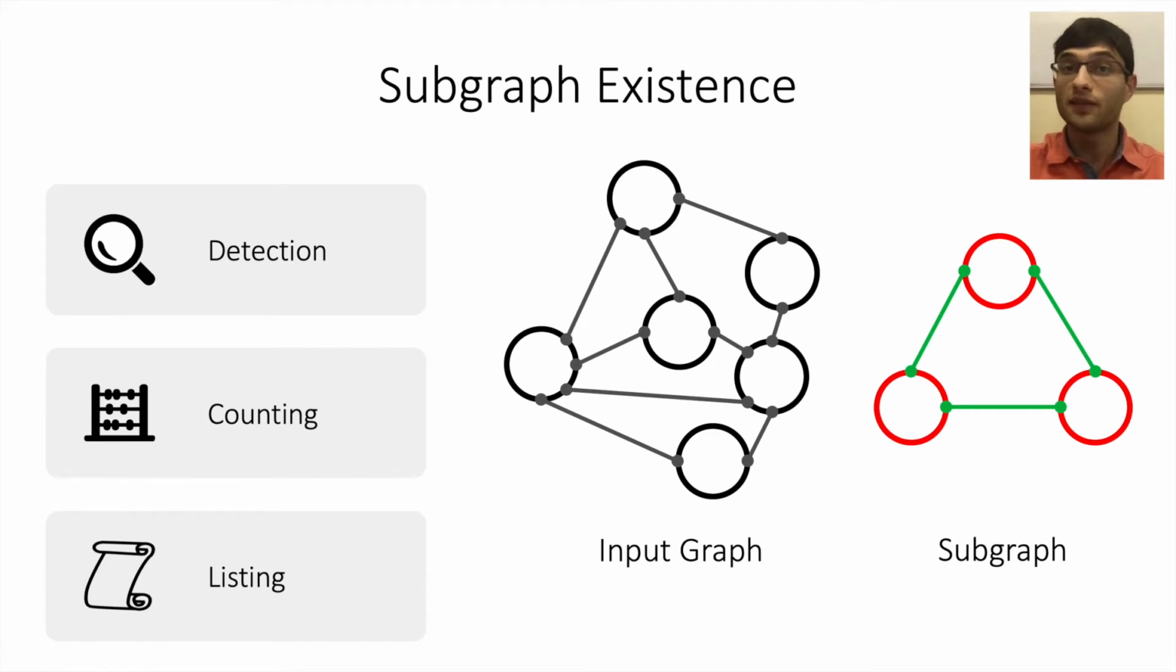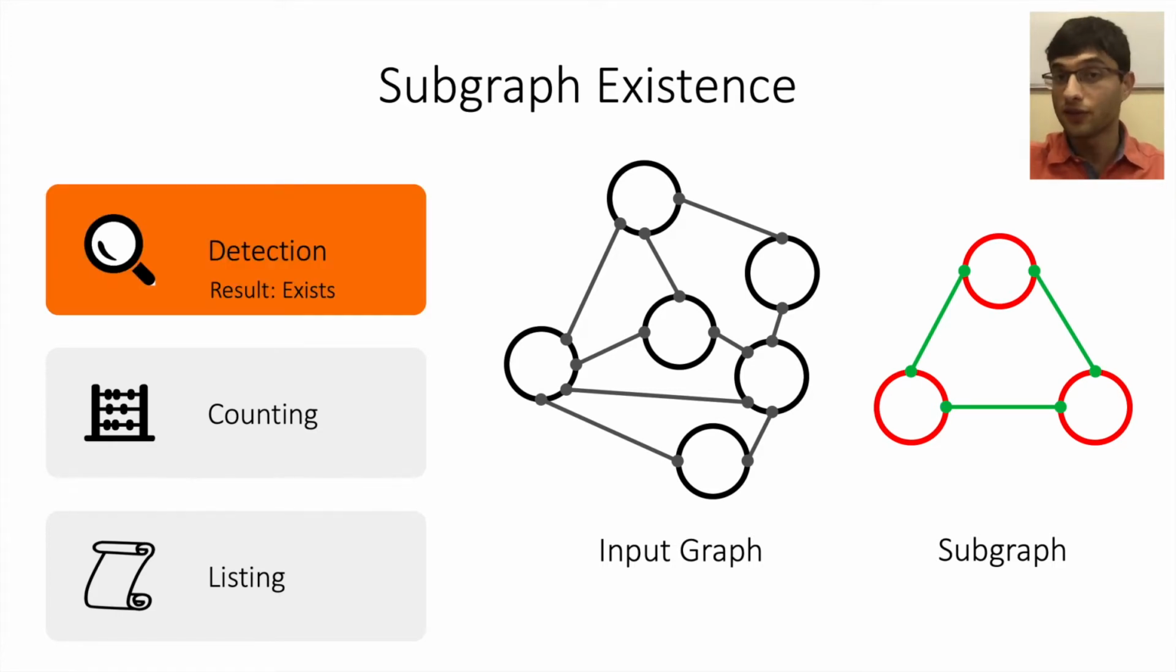We tackle subgraph existence problems. In such problems, we have some large input graph. We're given a small subgraph, and we're asked to do one of 3 things with it. The first is to try to detect it. Does the subgraph exist anywhere in the input graph?